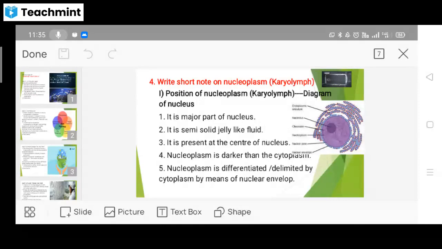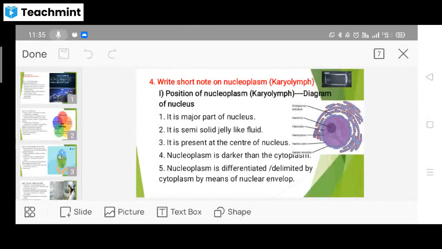Cytoplasm, we have seen, stays outside the nuclear membrane; the cell is full of the cytoplasm. And in the nucleus there is the nucleoplasm. This nucleoplasm is darker as compared to the cytoplasm.